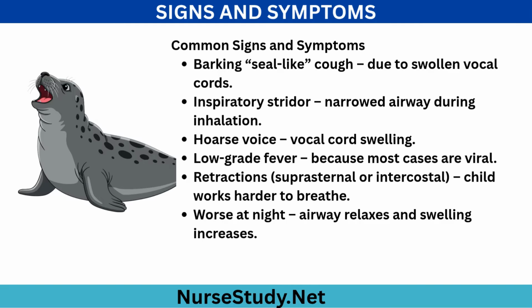Signs, symptoms, and labs. Common signs and symptoms: barking, seal-like cough due to swollen vocal cords; inspiratory stridor, narrowed airway during inhalation; hoarse voice, vocal cord swelling; low-grade fever because most cases are viral; retractions, suprasternal or intercostal, as the child works harder to breathe. Worse at night, as the airway relaxes and swelling increases.